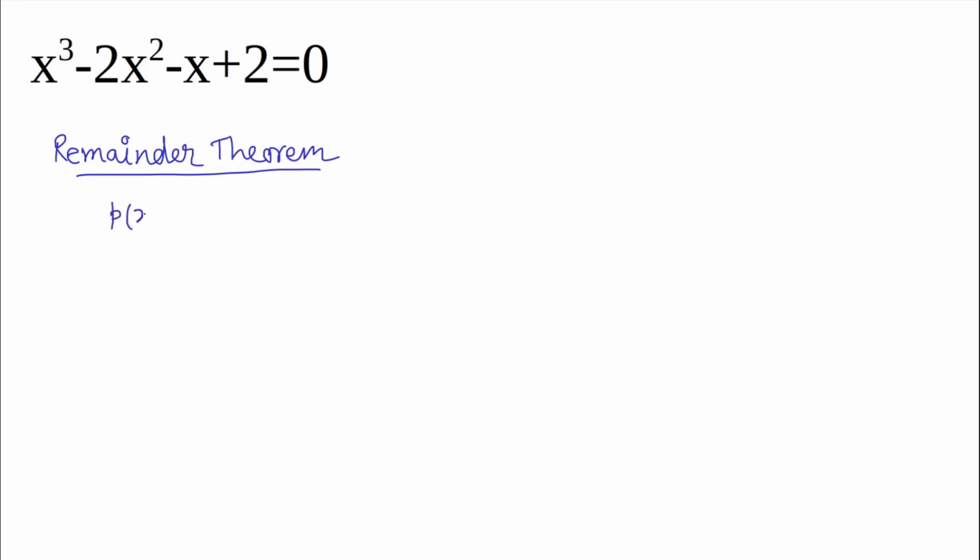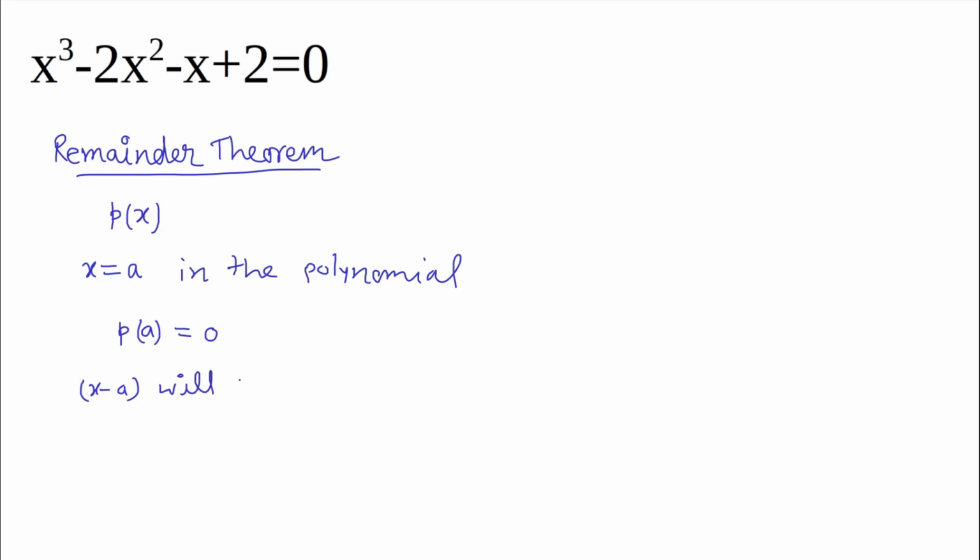Suppose you have a polynomial p(x), and on putting x equal to a in the polynomial, the value of p(a) becomes 0. Then the remainder theorem says that x minus a will be a factor of the polynomial p(x). So this is the remainder theorem.